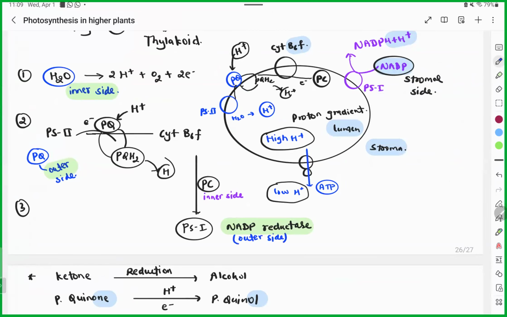So these wordings are extremely important. Inner side or outer side. So logically, if you are correlating with the external work, plastoquinone and this NADP reductase both have to accept H positive from outside. That's why outer side, the remaining are inner side. Done. Understood?